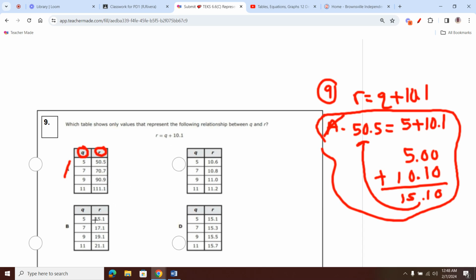You're going to use the equation, substitute the letters for numbers, and calculate. Remember that when you're adding decimals, the wholes stay with the wholes and the parts stay with the parts. So you need to add zeros if it doesn't have any. So that's how you do number 9.